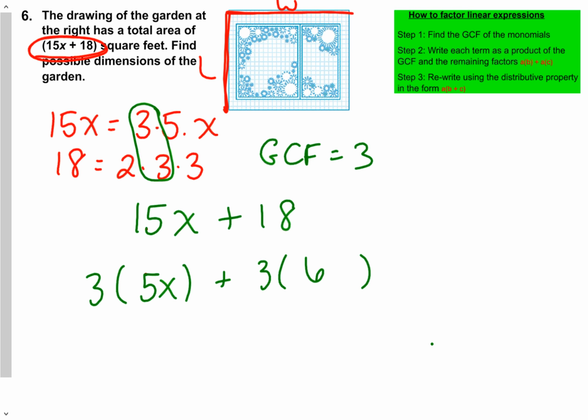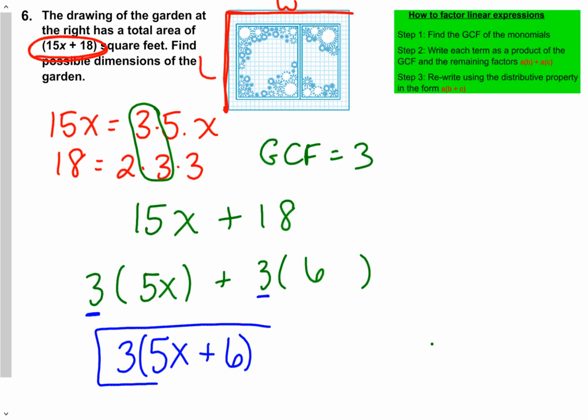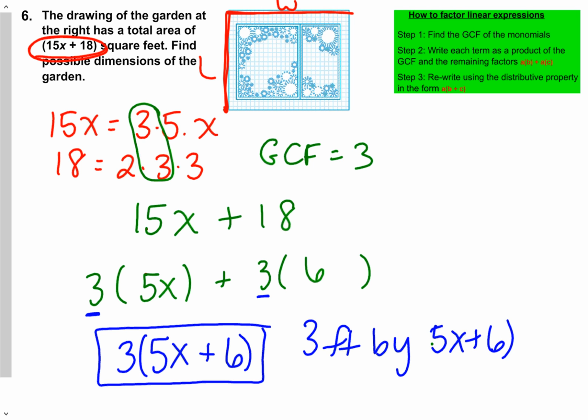So now what we want to do is rewrite it in the form A times quantity B plus C. So our 3's are in common, we're going to pull that outside, and we're left with 5x plus 6. Okay, so the possible dimensions are, I'm sorry, the units they did give us is feet, so 3 feet by 5x plus 6 feet. Okay, so there are 2 dimensions, a length and a width, so 3 feet by 5x plus 6 feet.